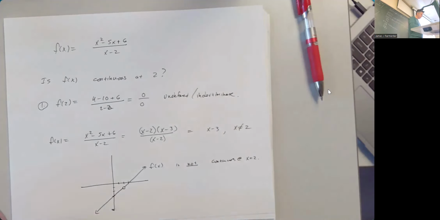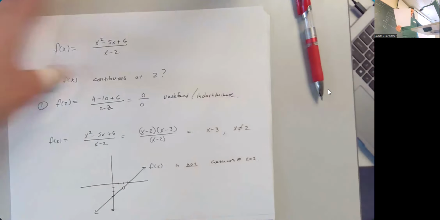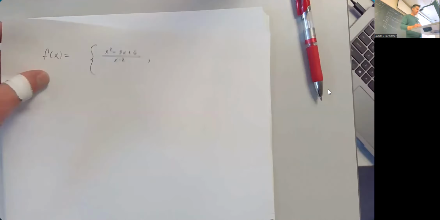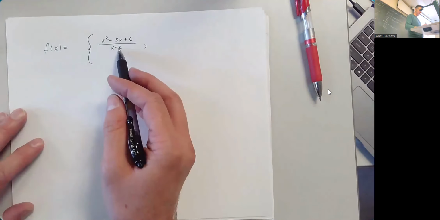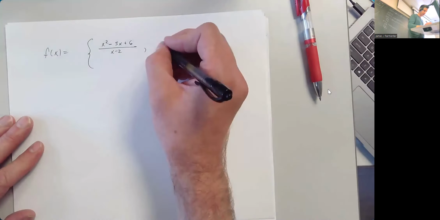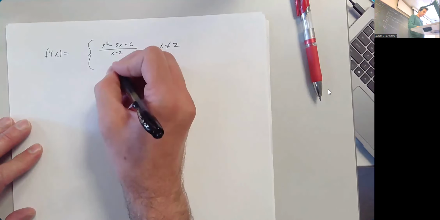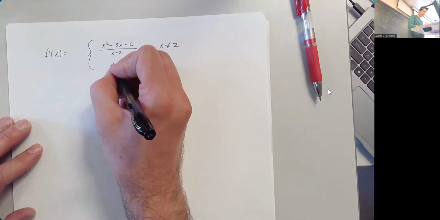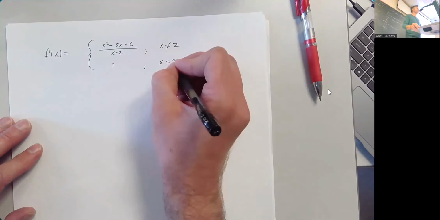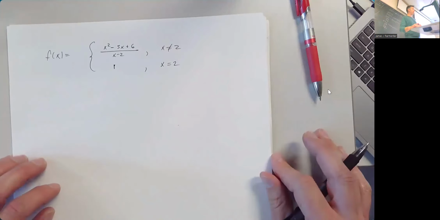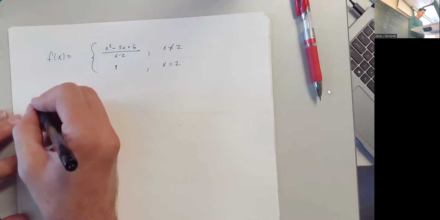Let's modify this function a little bit. Let's say the function is equal to x squared minus 5x plus 6 over x minus 2 when x is not equal to 2, and let's say it's equal to 1 when x is equal to 2. So now, the 3 things we're going to check.